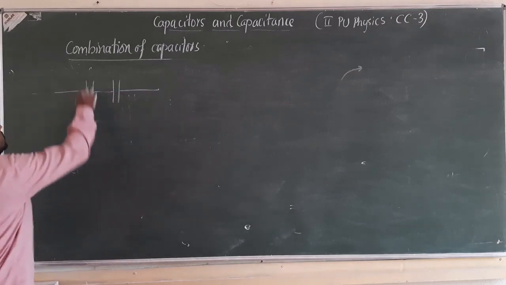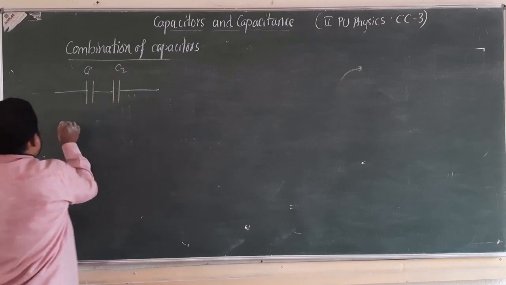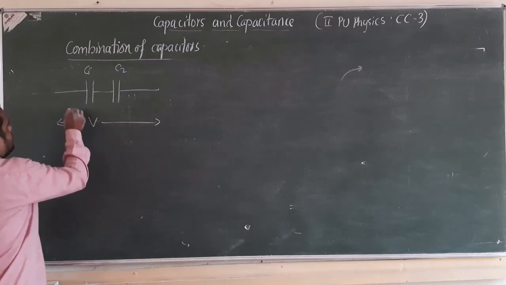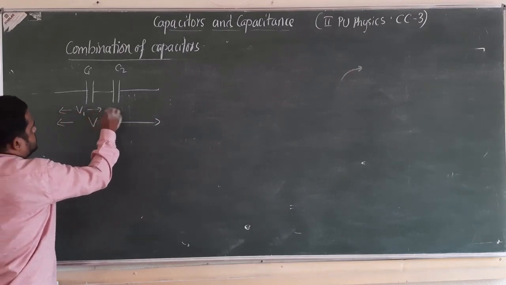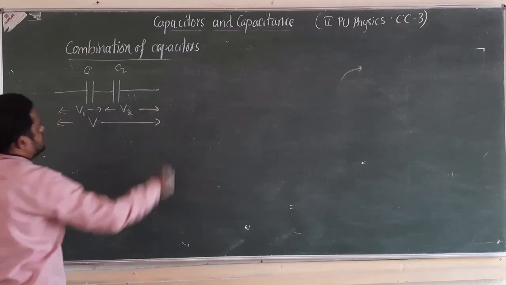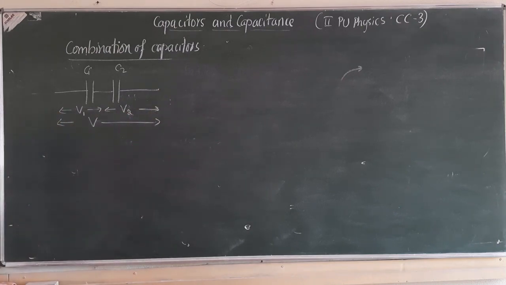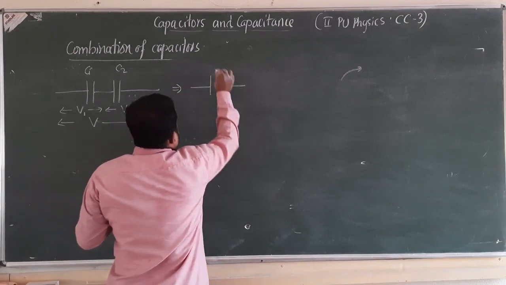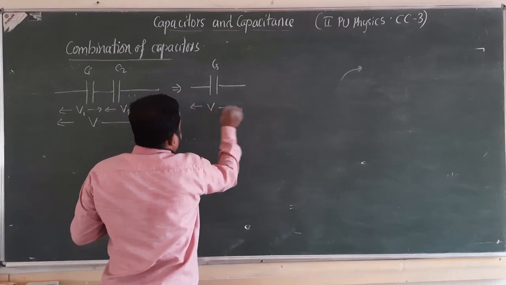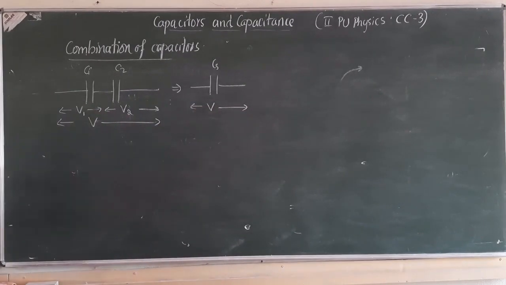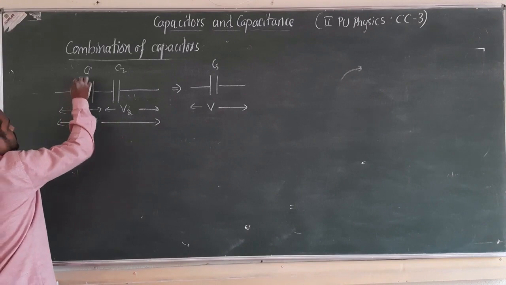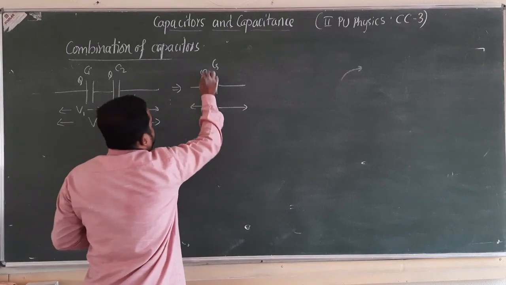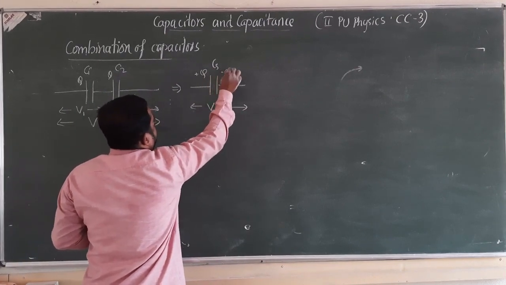See this capacitor C1 and capacitor C2. The combination is connected to V. Across the first capacitor the potential difference is V1, across the second capacitor it is V2. This can be replaced by an equivalent capacitor Cs with the potential difference V. Here the charge stored is Q, plus Q and minus Q on this capacitor, and here also the charge stored is plus Q and minus Q.